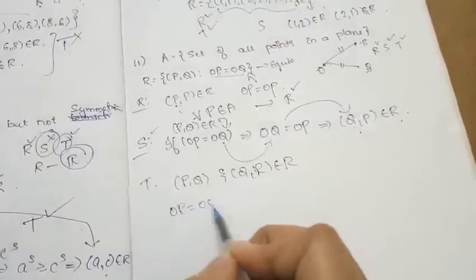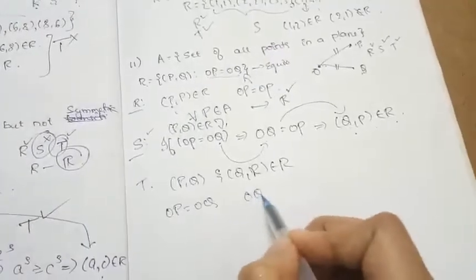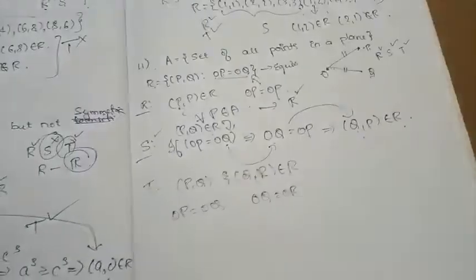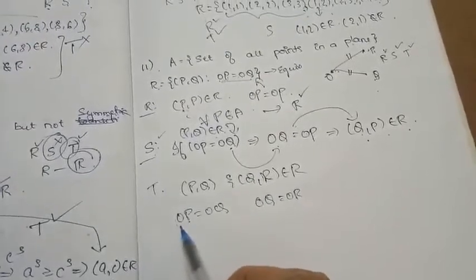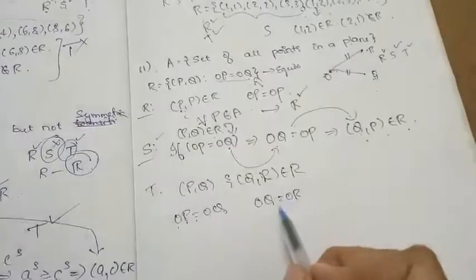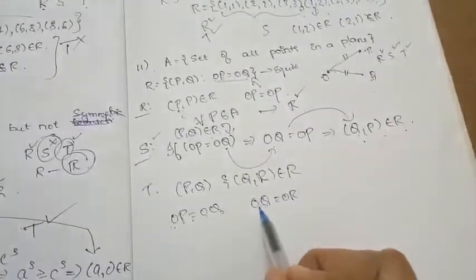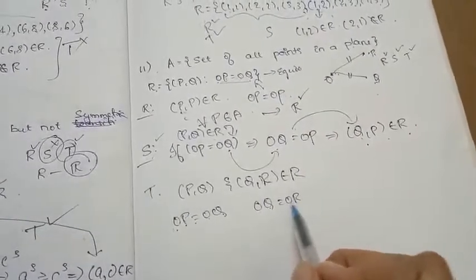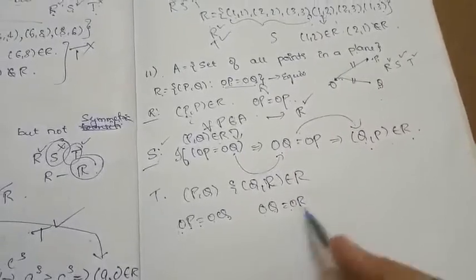OP is equal to OQ, and what does this imply? OQ is equal to OR. The distance of the point P from the origin is equal to the distance of the point Q from the origin, and this is saying that the distance of the point Q from the origin is equal to the distance of the point R from the origin.